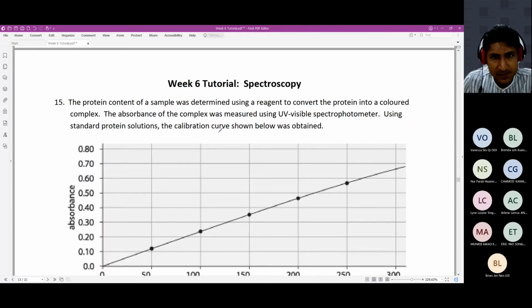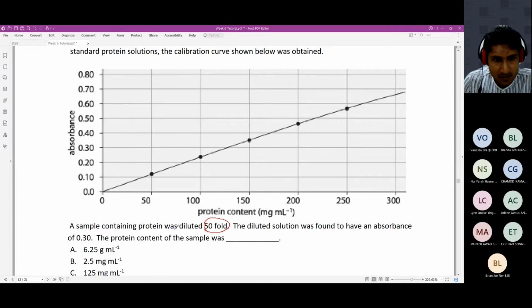Using the standard protein solution, the calibration curve shown below is obtained. A sample protein was 54 diluted and the absorbance was 0.3. So absorbance is 0.3, that means here it is probably 130. In this type of question in an exam or test, you have some range, like 130 to 140 is allowed, but if anybody says 110, that is of course wrong, right? Even using our bare eyes, we can see that it is 100, not even 120.